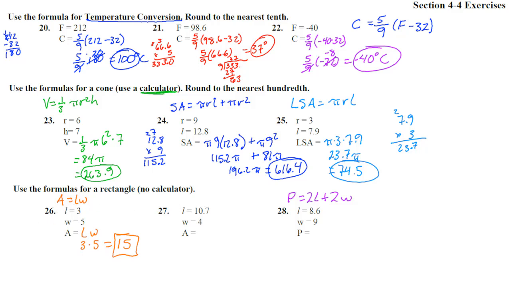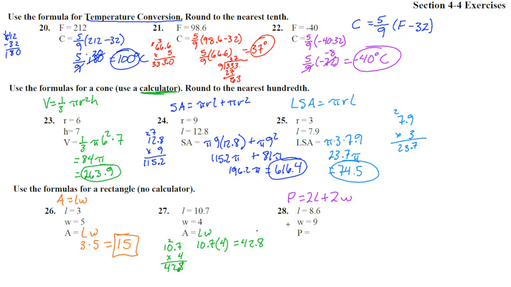All right, on number 27. Notice that's the same formula. We're going to use A equals L times W. Again, that came out of the book. And so we have L is 10.7 and W is 4. So we've got 10.7 times 4. Probably have to do this by hand over here. 4 times 7 is 28. 4 times 0 is 0, plus the 2 is 2. And 4 times 1 is 4. With 1 digit behind the decimal place, 42.8.